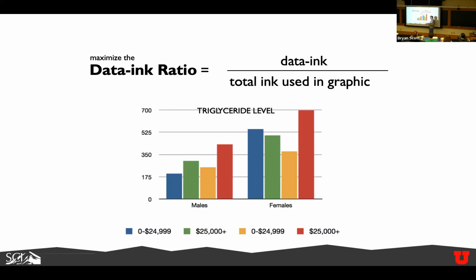And so why is it repeated? It seems like the green and the red. So this is males who make less than $25,000, and this is females who make less than $25,000. That's right, but green and red have the same.